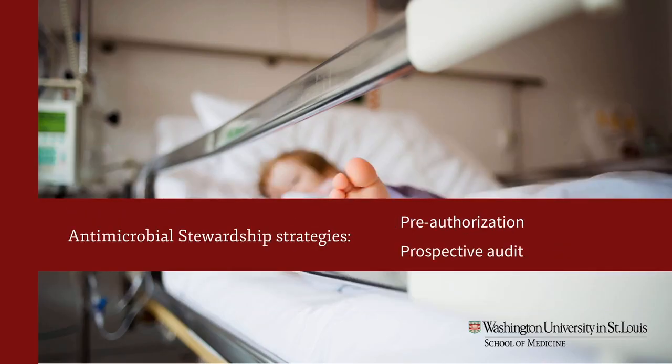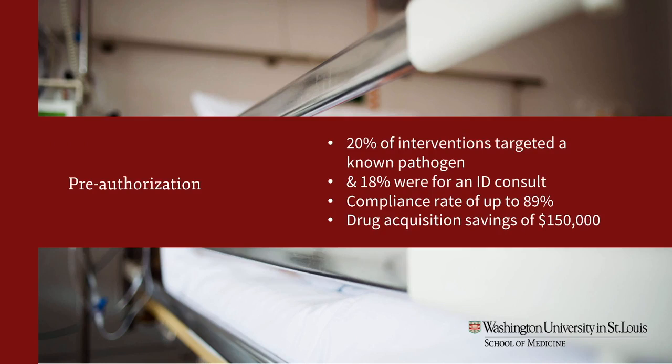Antimicrobial stewardship programs, like the ones at the Children's Hospital of Philadelphia, improve the use of antibiotics in children's hospitals through the core strategies of pre-authorization and/or prospective audit with feedback. CHOP uses pre-authorization for most antibiotics, including vancomycin, meropenem, ceftriaxone, and many more. 20% of their interventions were targeting a known pathogen, and 18% were for an ID consult. They had a high compliance rate with these recommendations of up to 89%.